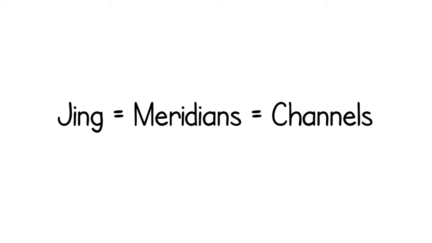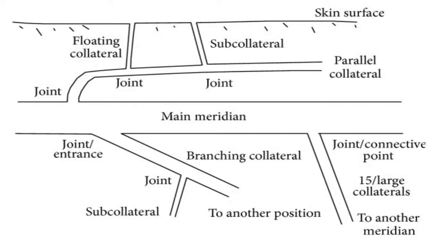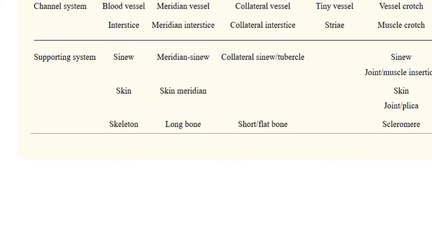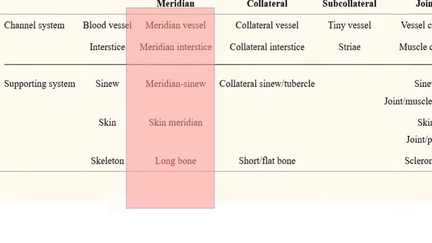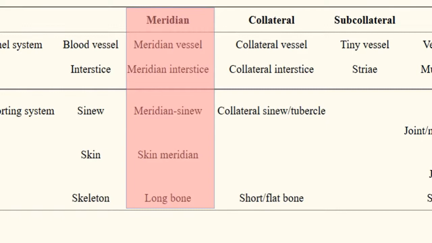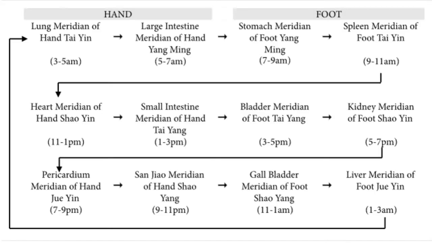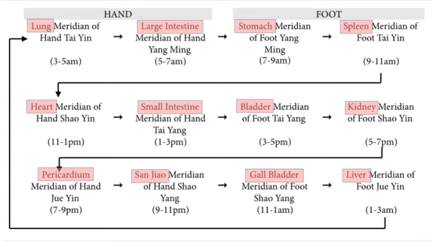In traditional Chinese medicine, the meridian is also called jing. Jing are like the trunk and main branches of the channel network. They are like the main road or highways. They run longitudinally through our body at a relatively deep level. Zangfu, or the organ systems in traditional Chinese medicine, are connected by meridians.